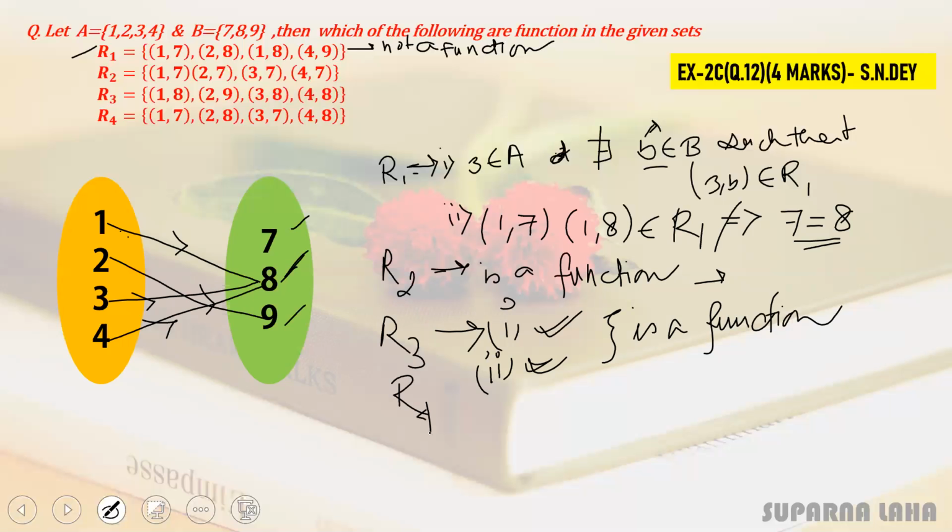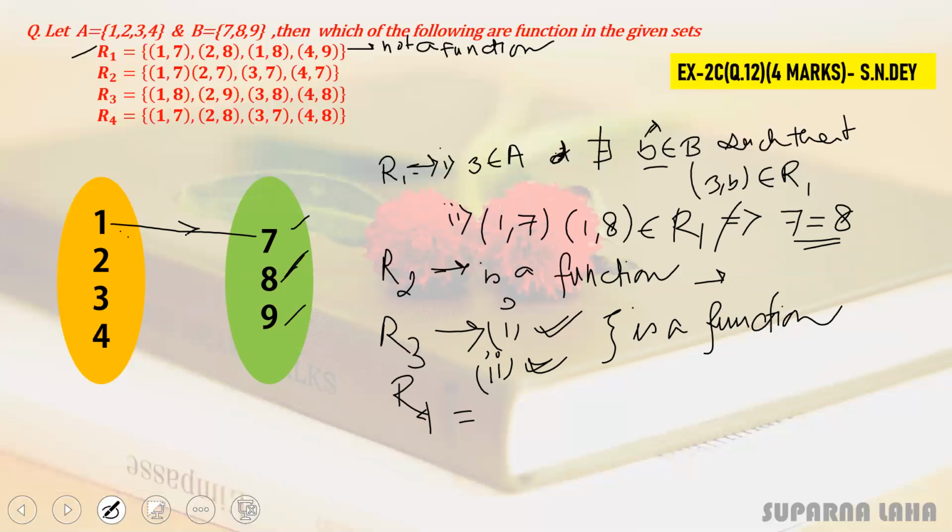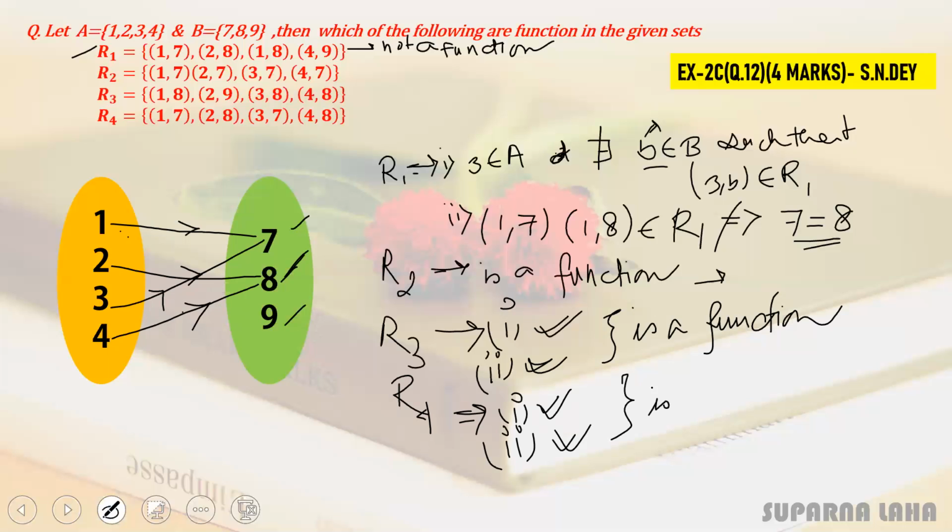Now moving to this R4. Firstly, draw this diagram. 1 is associated with 7, 2 is associated with 8, 3 is associated with 7, and 4 is associated with 8. Okay, so every element has an image. First condition satisfied. Now every element has just only one image. 1 has only one image, 7, 2 has only one image, 8, 3 has only one image, 7, 4 has only one image, 8. So number 2 is satisfied. Hence we can say that it is a function.